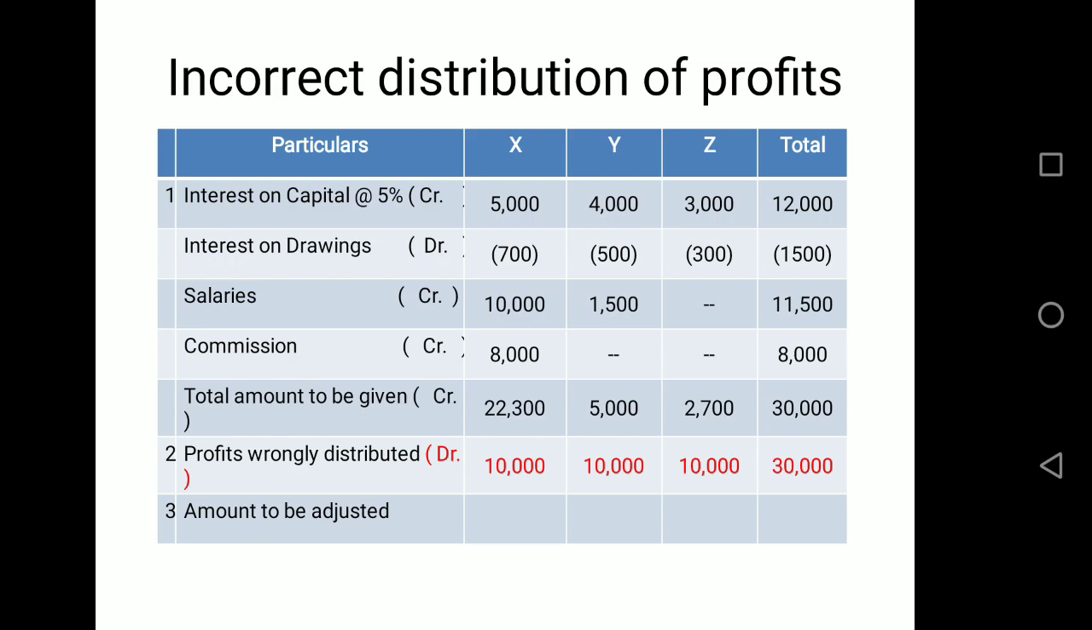Now we have to find out the difference. If the credit is greater, the difference is to be written in credit. If the debit is greater, the difference is to be written in debit. So for X, it is 22,300 credit and 10,000 debit. So the net amount to be given is 12,300 credit. For Y, it is 10,000 debit and 5,000 credit. So 5,000 credit is the net difference. And for Z, it is 7,300 debit. Now with these amounts we have to pass the journal entry.